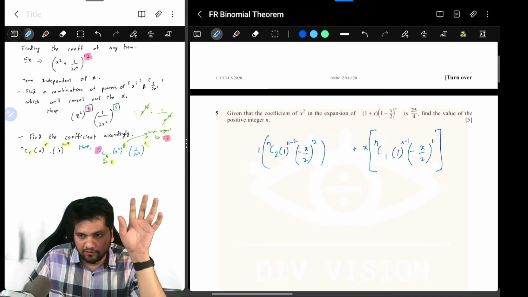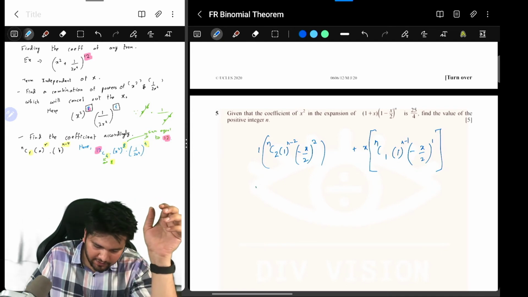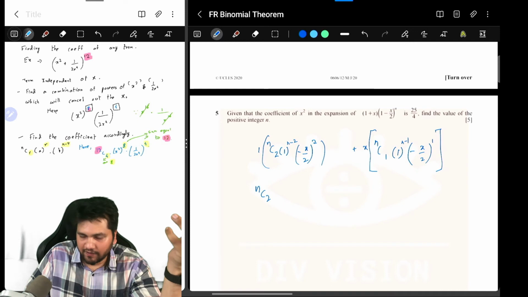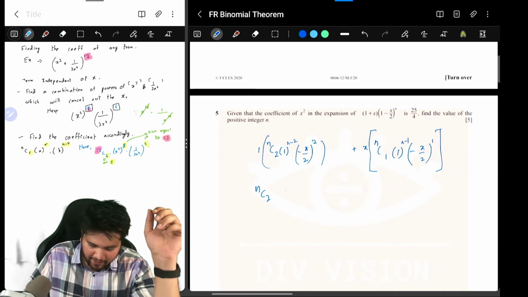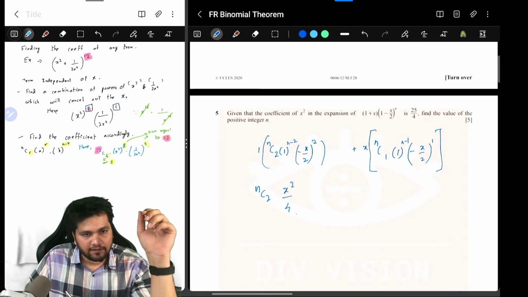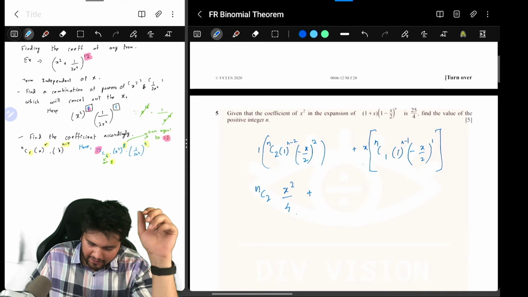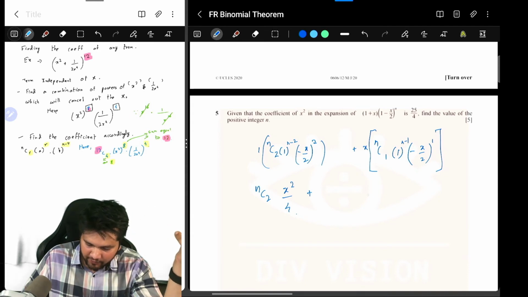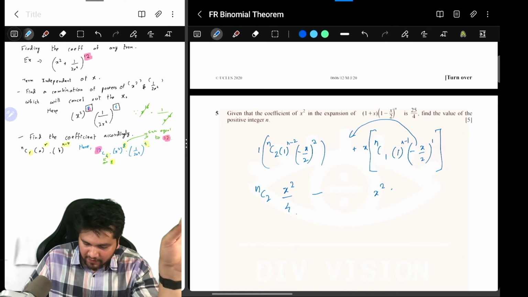Done? Finally, we'll just solve it. We'll just keep this nC2 as it is. 1 to the power of anything is 1. We'll get this as positive x square by 4. Right? Similarly, plus x, so at the end of the day I'm going to get x square, so I'll just keep this x square aside. Minus is there, so there will be a minus outside. Okay, 1 will be as it is.